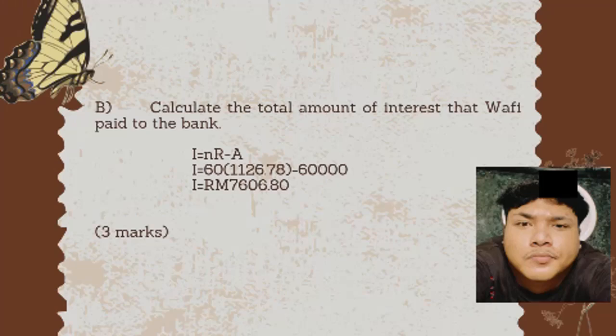Question 2B. Calculate the total amount of interest that Wafi paid to the bank. N equals to 60, R equals to 1126.78, A equals to 60,000. So the formula for question 2B is I equals to NR minus A. I equals to 60 times 1126.78 minus 60,000. So the answer is I equals to RM7,606.80.